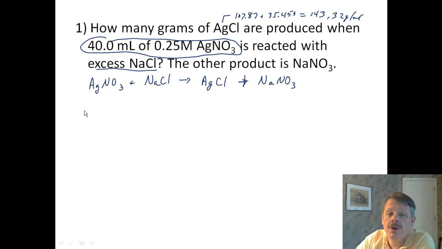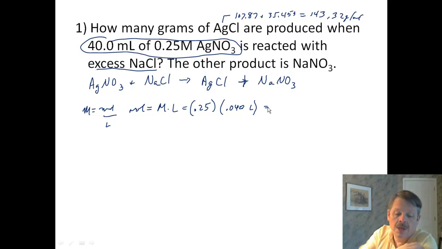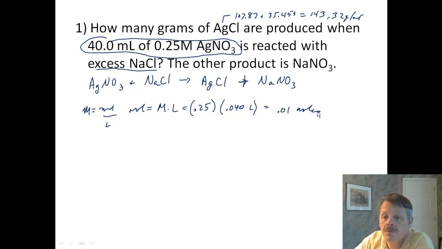So what I'm given here in the problem is 40 milliliters of a certain molarity of something. So I do have to find moles. Molarity is equal to moles per liter. So therefore moles is equal to molarity times liters. My molarity is 0.25, and my liters, well, I'm given milliliters, so I should be able to do those conversions in my head. So 0.040 liters. When I do that math, that gives me a total of 0.01 moles. All right, well, what is that? That's moles of silver nitrate.